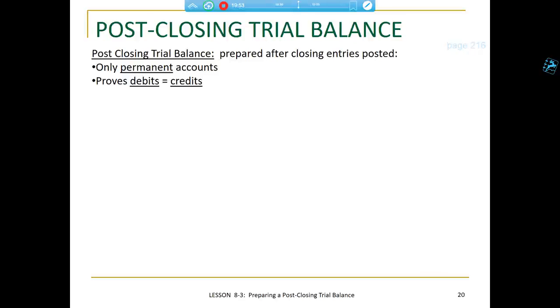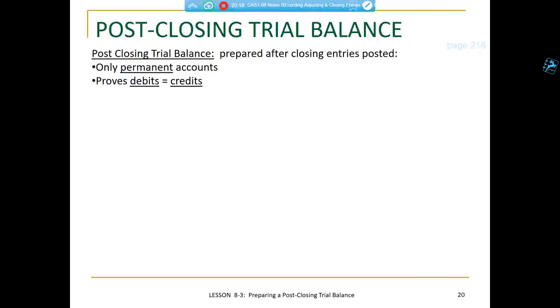So, on my post-closing trial balance, should I see any revenues? No. Why? Well, they're temporary. And remember, it's post-closing, meaning after you've closed your temporary accounts. So, post-closing trial balance. Okay?